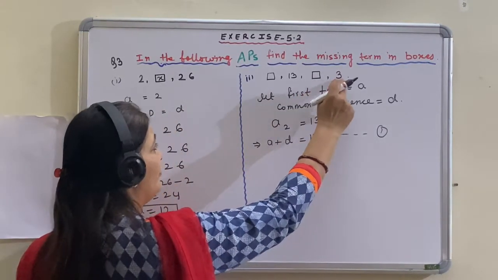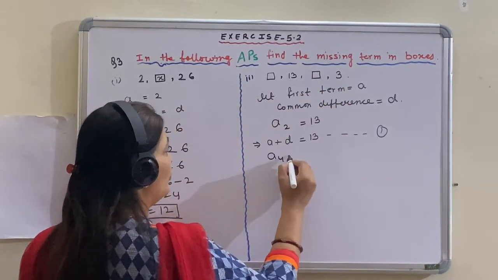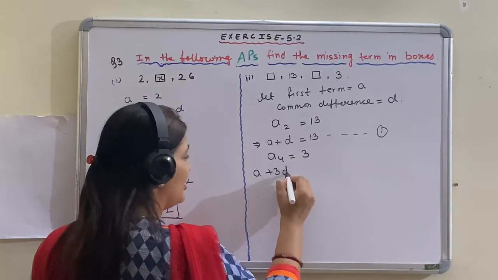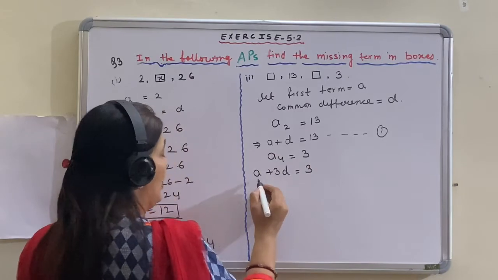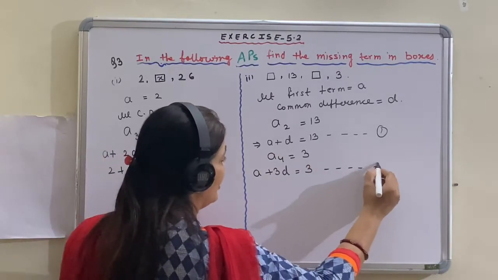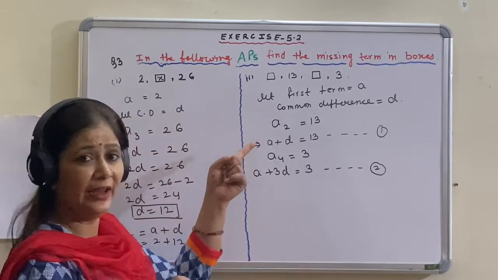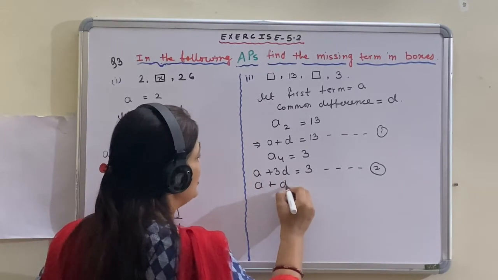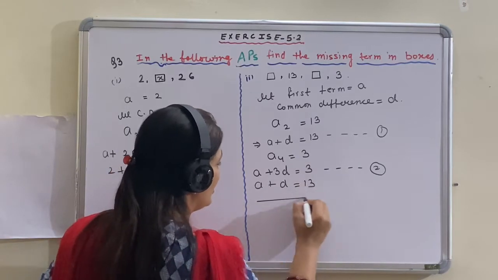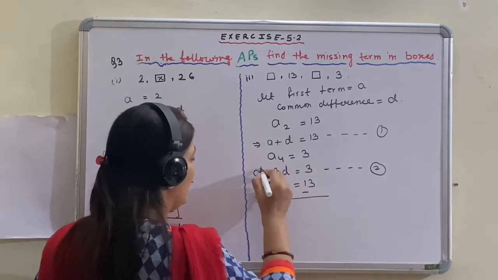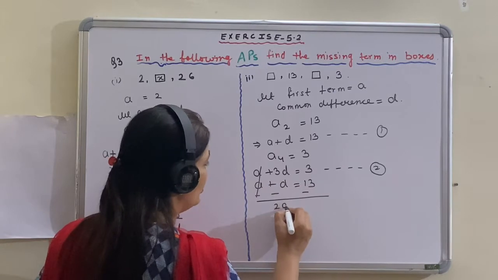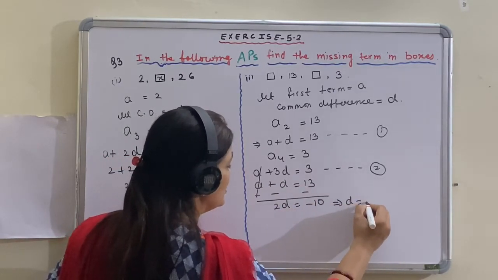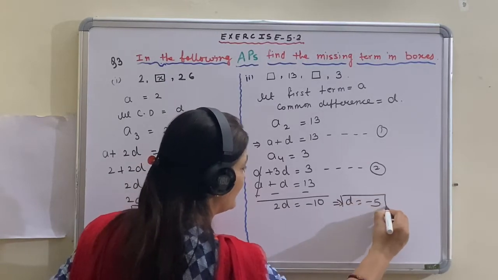1, 2, 3, 4 and the fourth term is 3 and we can write a4 is equal to a plus 3d is equal to 3. So it is the second equation. Now we can solve a and d by elimination method. So it will be a plus d is equal to 13. Change the sign, minus minus minus. It will be cut. 3d minus d is 2d and 3 minus 13 is minus 10.